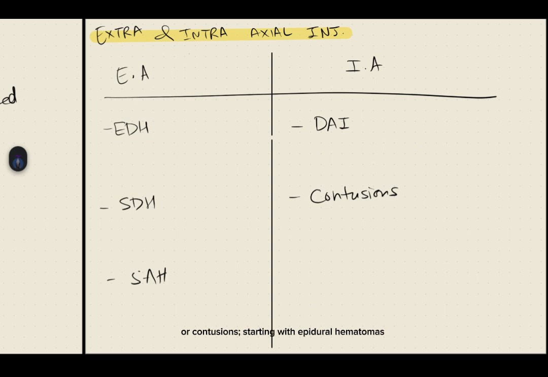Starting with epidural hematomas, it basically occurs between the skull and the dura, and it's an arterial sort of bleed because our source is the middle meningeal artery. On the CT, it appears biconvex.